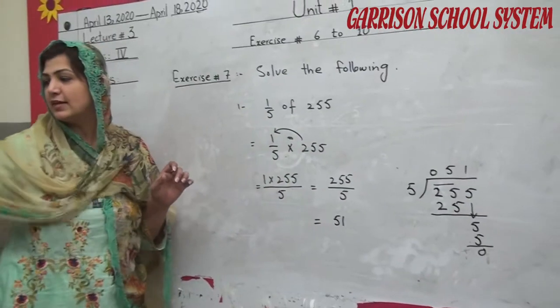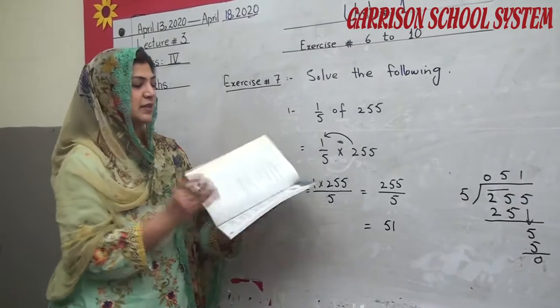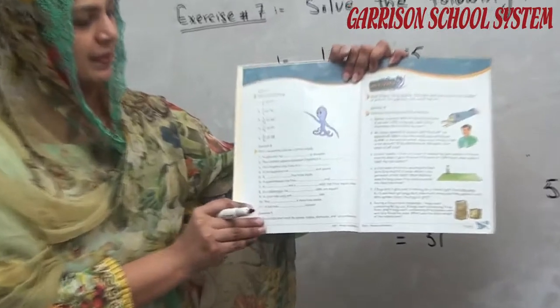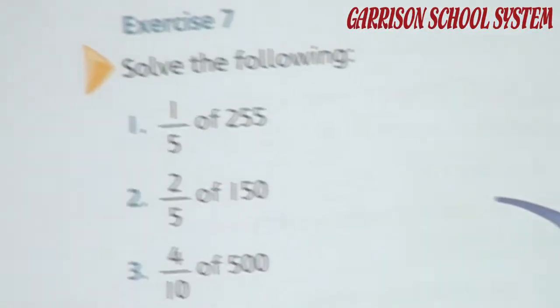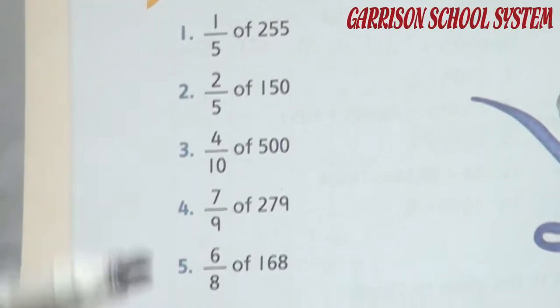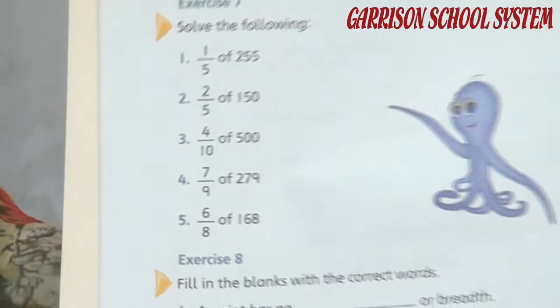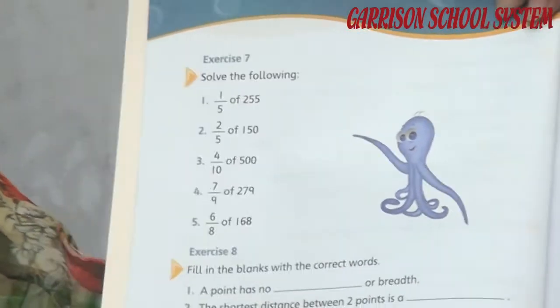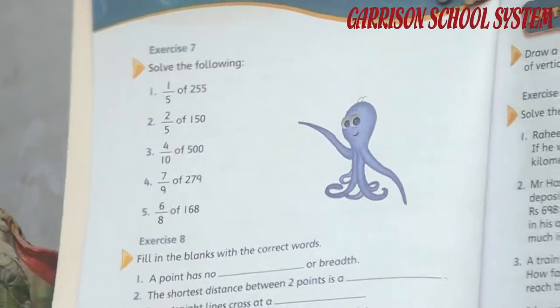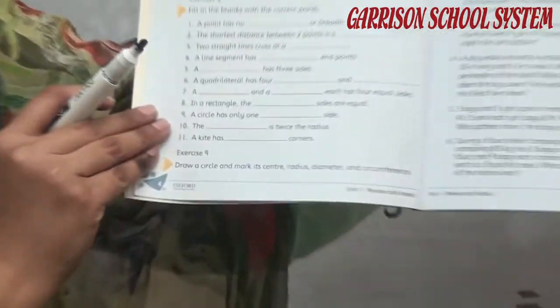In this way, students, you can solve exercise number 7. Solve the following. 1 by 5 of 255 I have solved, and parts 2, 3, 4, 5 you can do by yourself with the help of your parents, and I'm sure you don't need to take help because you can do it by yourself. So let's start exercise number 8.